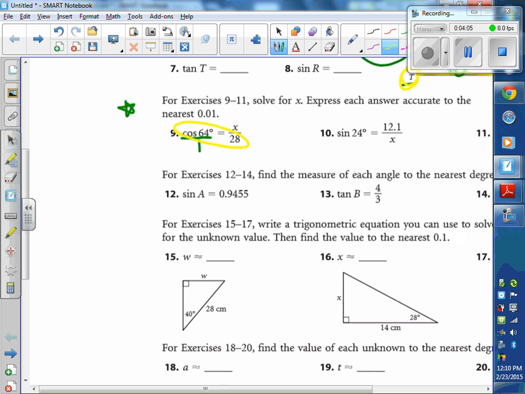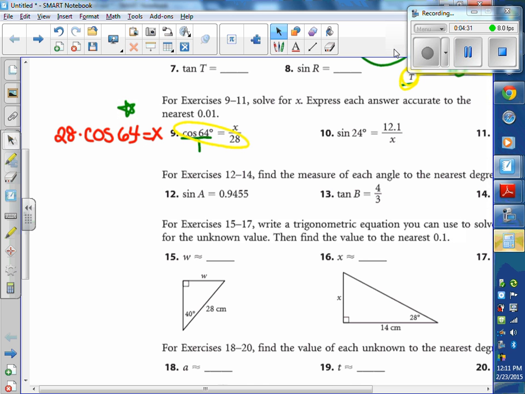So x in this case is just 28 times the cosine of 64. In other words, they're making sure you can use the calculator. That's the only point of exercises 9 through 11. So with your calculator, which is different than mine on the smart screen, you're going to type in, just like you see, 28 cosine of 64. You want to make sure you're in degrees.